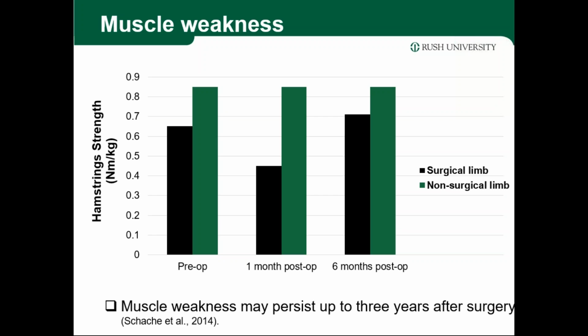And this is the strength comparison for the hamstring, again in pre-operation, 1 month post-operation, and 6 months post-operation. So muscle weakness happens after total knee arthroplasty, and it can persist up to 3 years after surgery. And we know that muscles play a very important role in forming and shaping the human gait pattern. How you walk, how you flex different joints, it's directly dictated by the muscle strength.